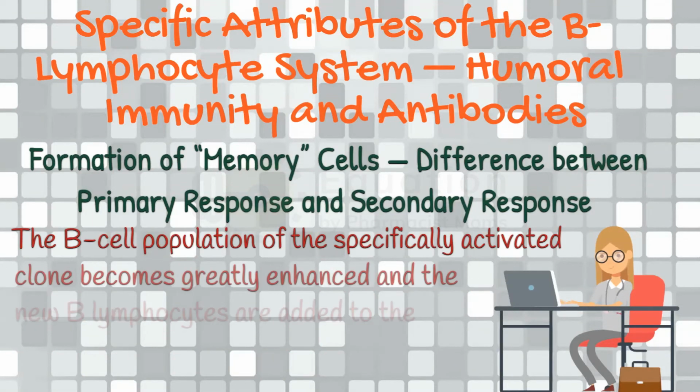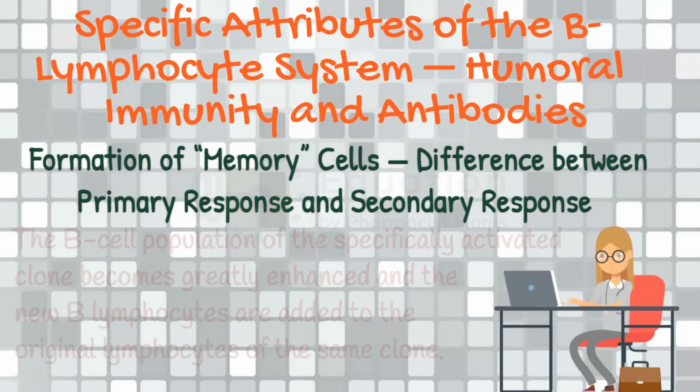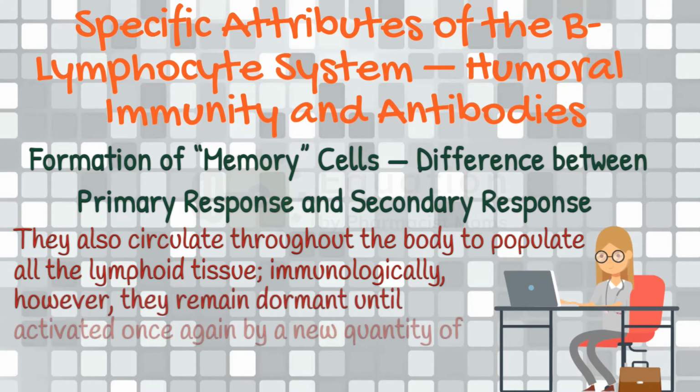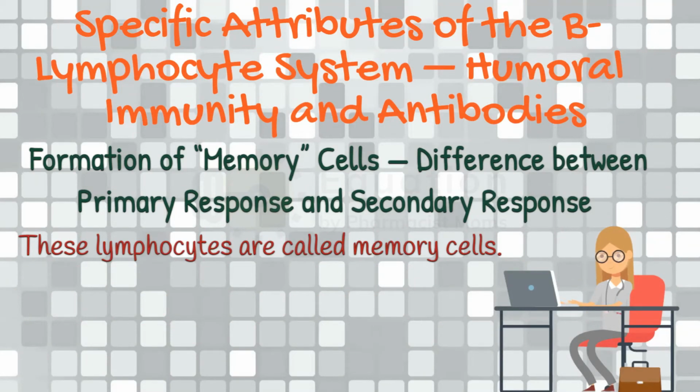In other words, the B cell population of the specifically activated clone becomes greatly enhanced, and the new B lymphocytes are added to the original lymphocytes of the same clone. They also circulate throughout the body to populate all the lymphoid tissue. Immunologically, however, they remain dormant until activated, once again, by a new quantity of the same antigen. These lymphocytes are called memory cells.